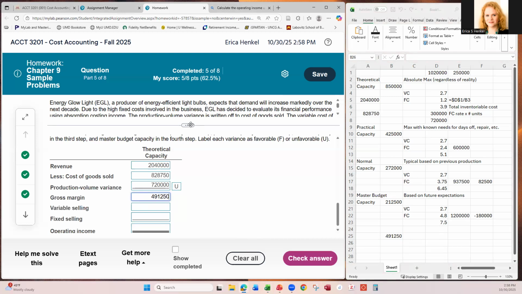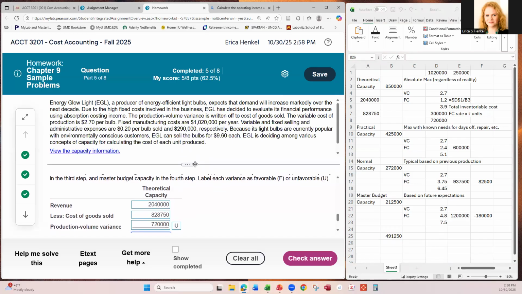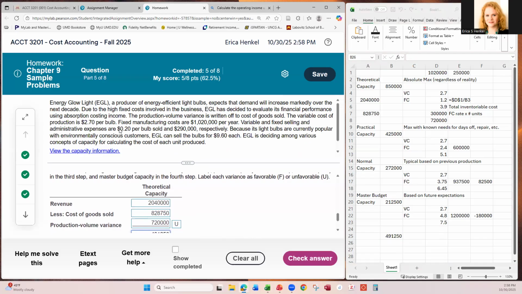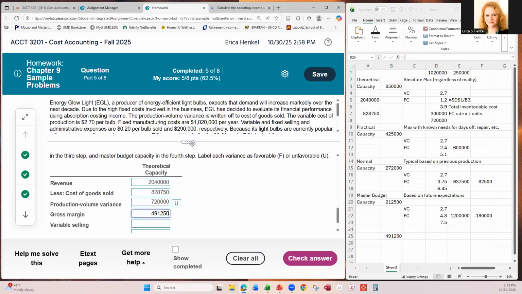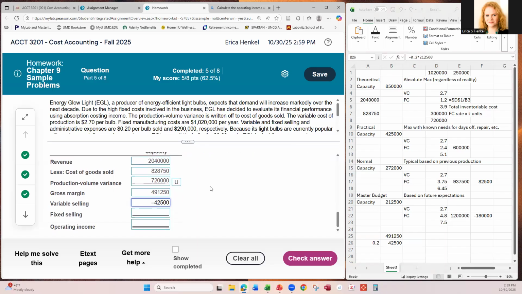And then our variable selling costs, variable selling cost is 20 cents per bulb there. Okay. So that's going to be 0.2 times. Yeah, so I'm going to do this. I'm going to put 0.2 and I'm going to put here, leave that for now. So 20 cents per bulb. And I am going to put that as a minus. The fixed selling costs were 290,000. They gave us that amount.